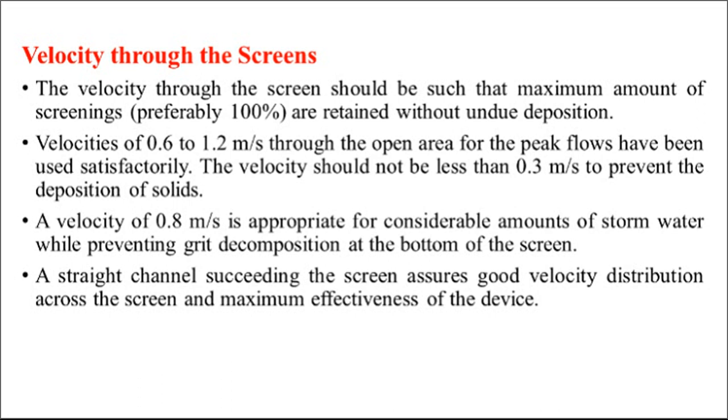A velocity of 0.8 meter per second is appropriate for considerable amount of storm water, which prevents grit deposition at the bottom of the screen chamber. A straight channel succeeding the screen assures good velocity distribution across the screen and maximum effectiveness of the screening devices.